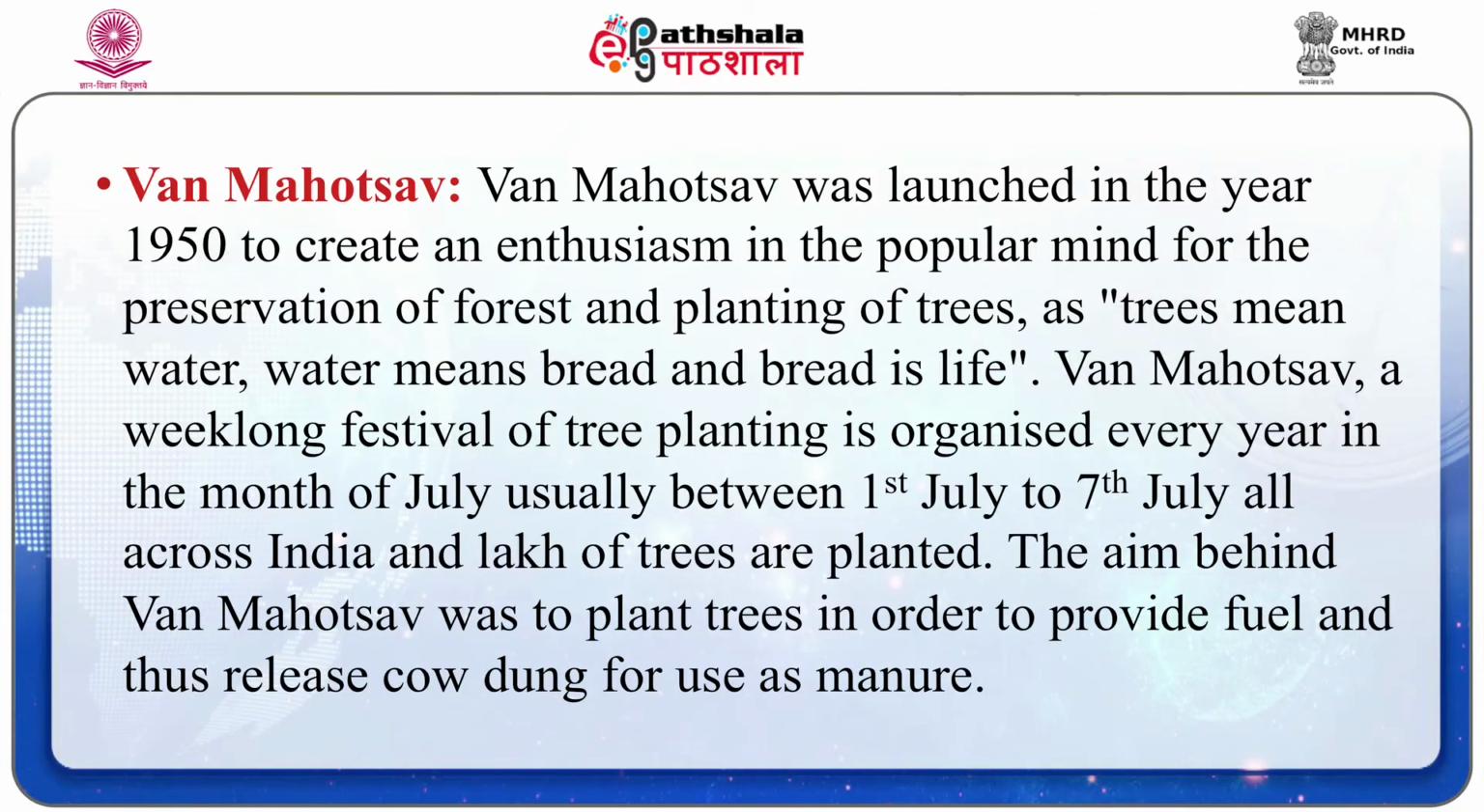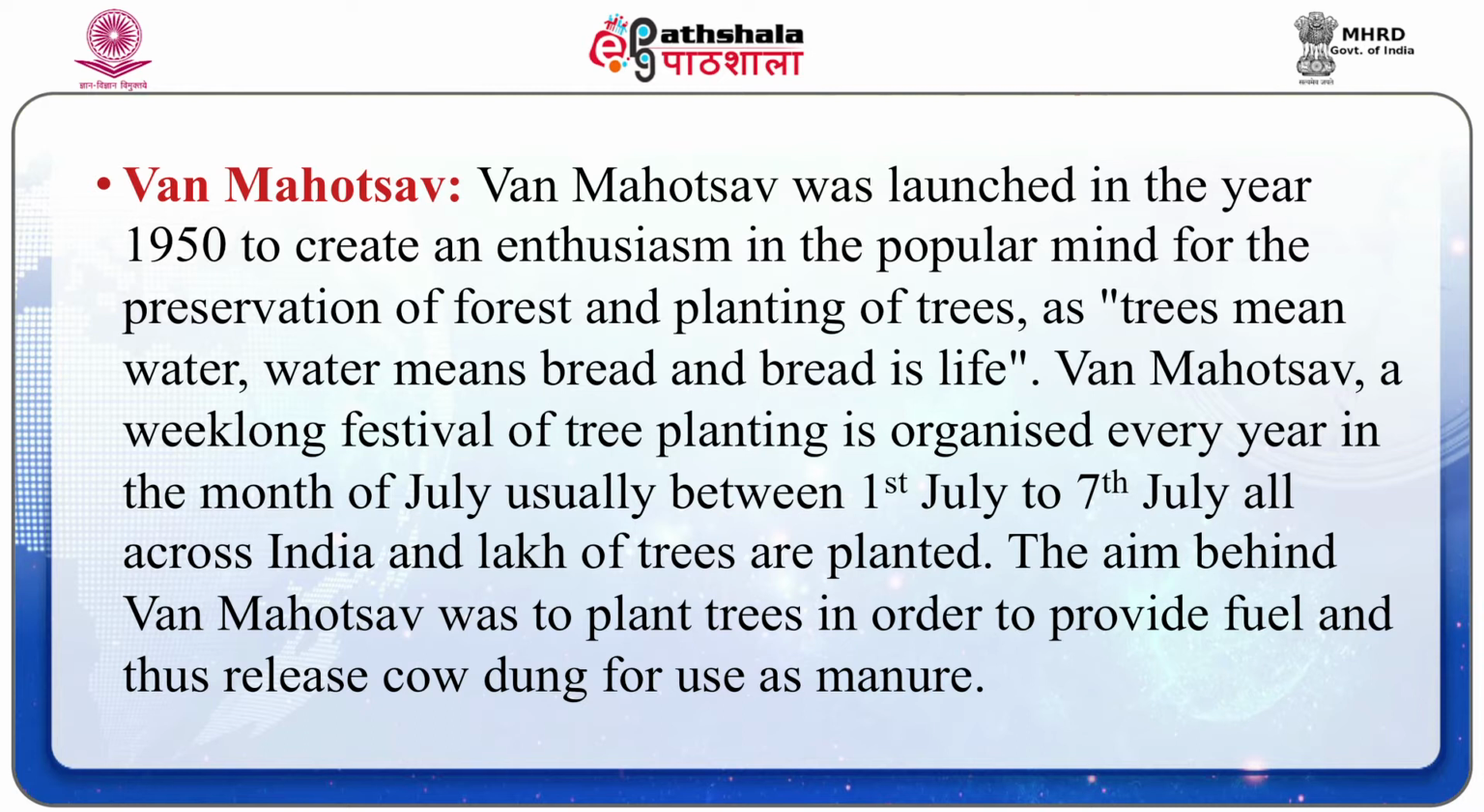Now number 4, Van Mahotsav. Van Mahotsav was launched in the year 1950 by Shri Kanhaiya Lal M. Munshi, the then Union Minister for Agriculture and Food, to create an enthusiasm in the popular mind for the preservation of forest and planting of trees, as trees mean water, water means bread and bread is life. It was also hoped that it would create tree consciousness among the people.